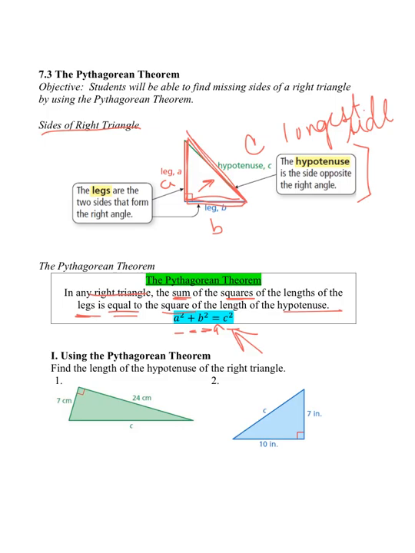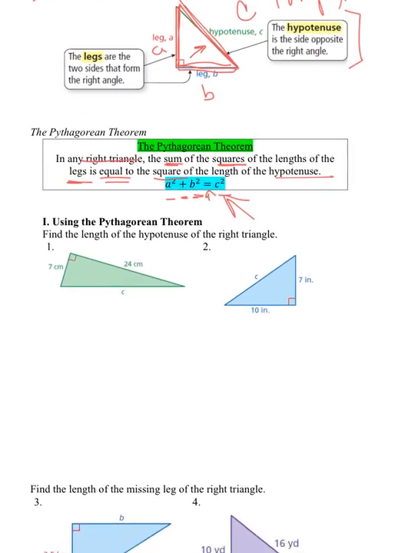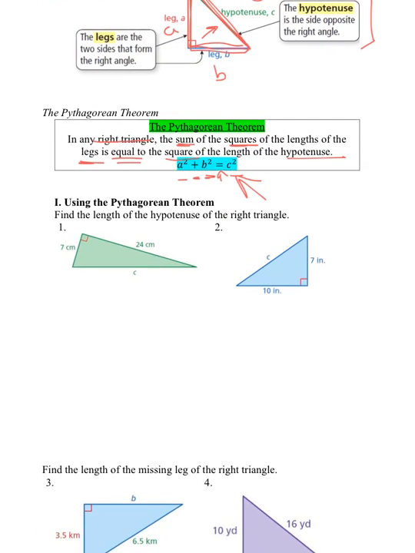So here it says find the length of the hypotenuse of the right triangle. You're going to set this up by using your theorem: a squared plus b squared equals c squared. A and b are the legs of your triangle. They're what create the right angle. So you have 7 squared plus 24 squared equals c squared. It doesn't matter which one you call a and which one you call b.